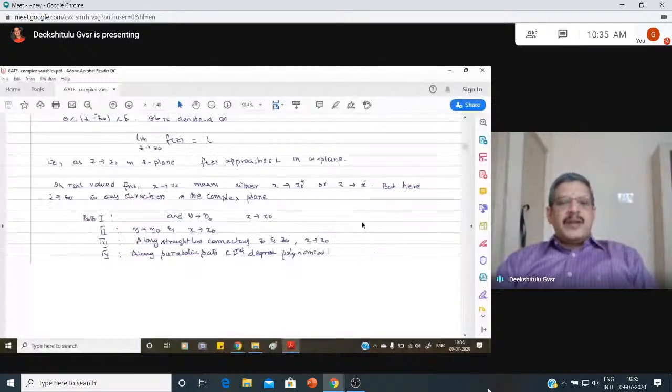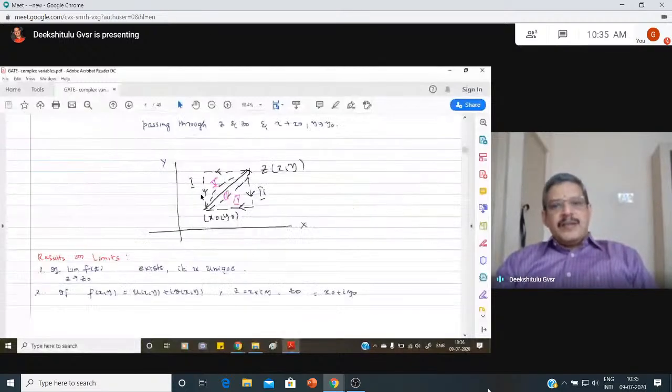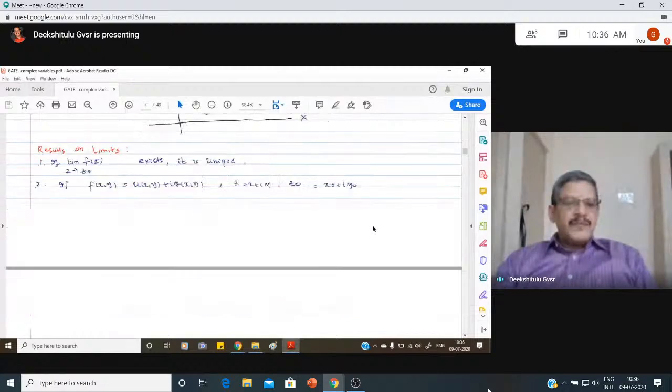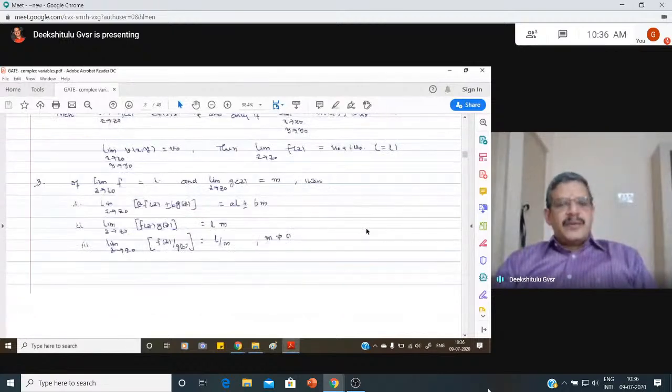Then coming to the limits, we have seen that along different paths the limit must exist, and the limits along all different paths must be equal. Then we say that the function has a limit. So we have to see these relations.